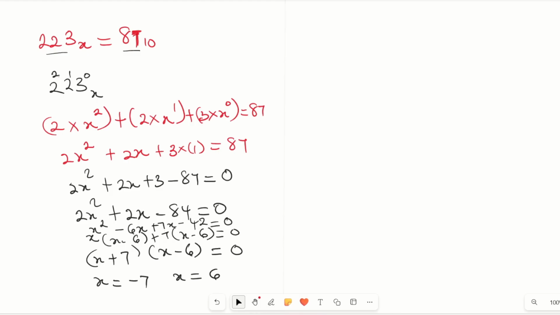But with number bases, it doesn't end here. The number base cannot be a negative answer. So you have to conclude that since x should be greater than 0, x is equal to 6. So x cannot be negative. x is greater than 0, so x is equal to 6.